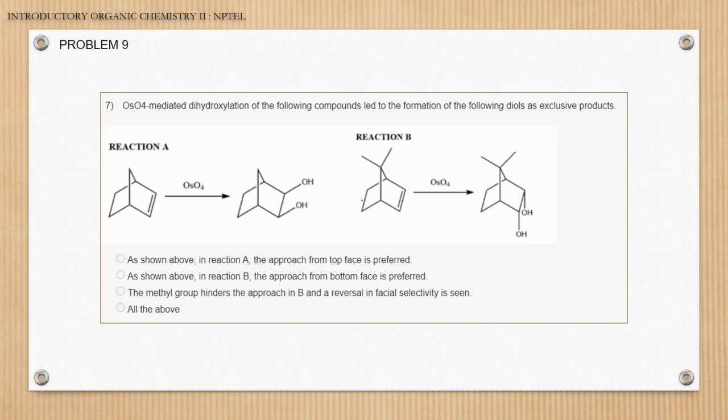So they are asking you, as shown above, in reaction A, the approach from top phase is preferred. As shown above in reaction B, the attack from the bottom phase is preferred. The methyl group hinders the approach in B, and a reversal in facial selectivity is seen, or all of the above. So can anyone quickly tell me what is happening in this reaction and what is the correct option? It is a very straightforward reaction. So what could be the possible answer for this?